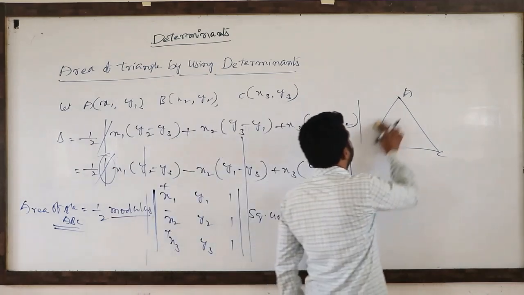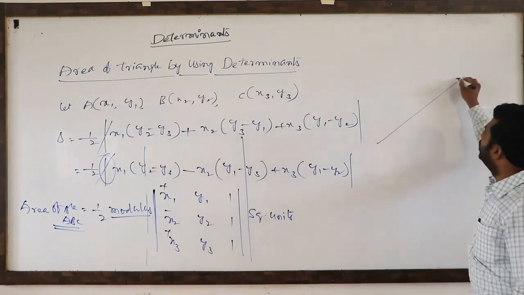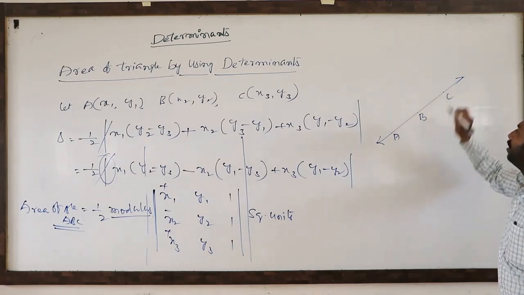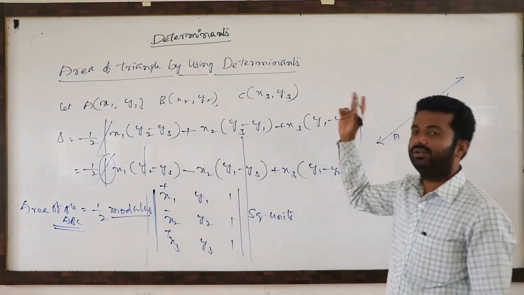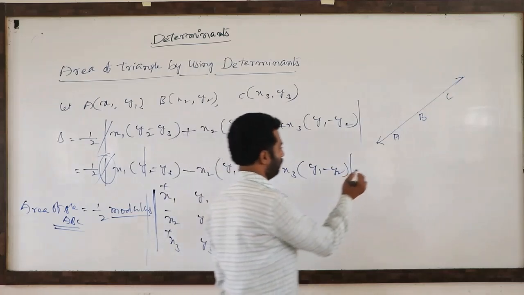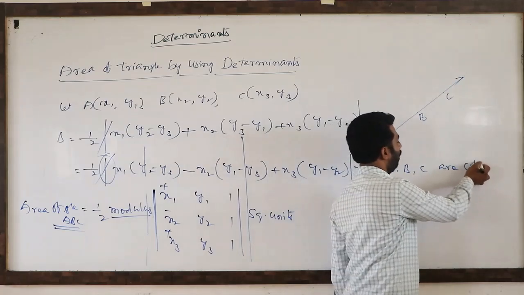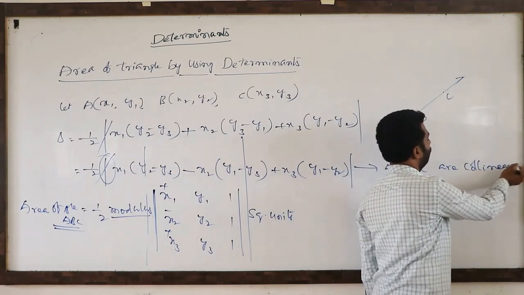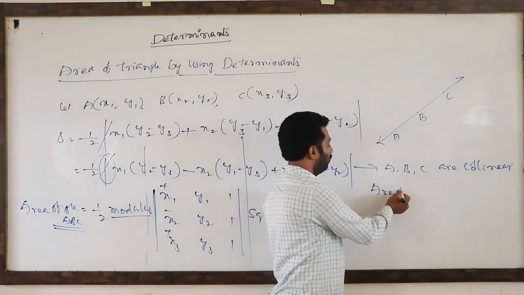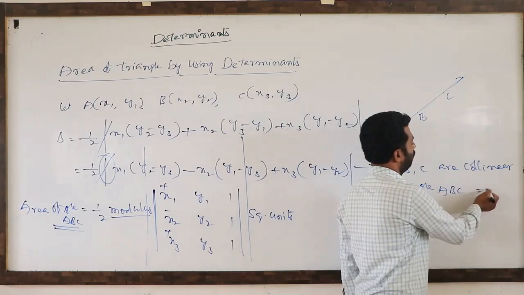Suppose these three points are collinear, lying on the same line. Observe the concept. These three points are collinear: point A (x1, y1), point B (x2, y2), point C (x3, y3). A, B, C are collinear means the area of the triangle formed by these vertices is equal to 0.